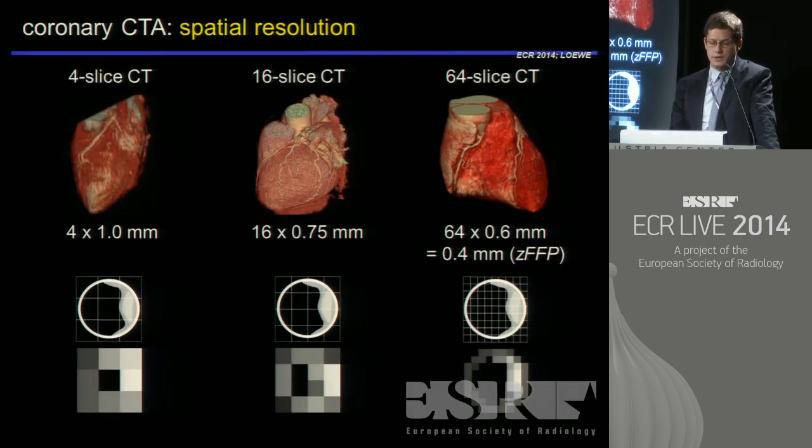At the same time, even the spatial resolution could be improved, which is very important, especially for the coronary arteries, since the coronary arteries are very, very thin vessels. In the 4-slice era, we had a spatial resolution of just 1 millimeter. We are now dealing routinely with a spatial resolution in the area of 0.5 to 0.6 millimeters, which is a big improvement for the coronary arteries.